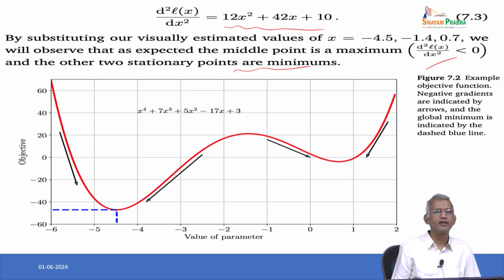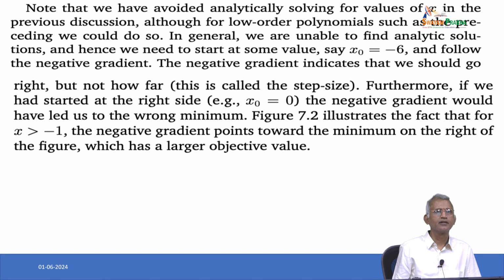Based on the feasibility we can check. Note that we have avoided analytically solving for values of x in the previous discussion. For low order polynomials such as the preceding we could do it. In general, we are unable to find an analytical solution because it is not easy to find the solution to the problem.